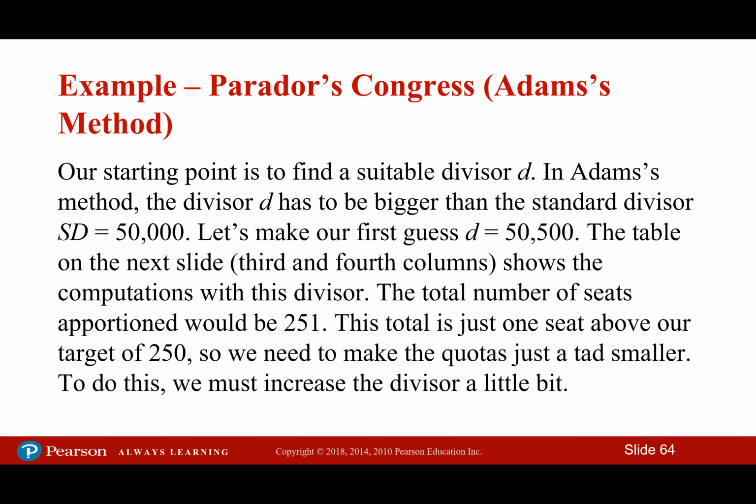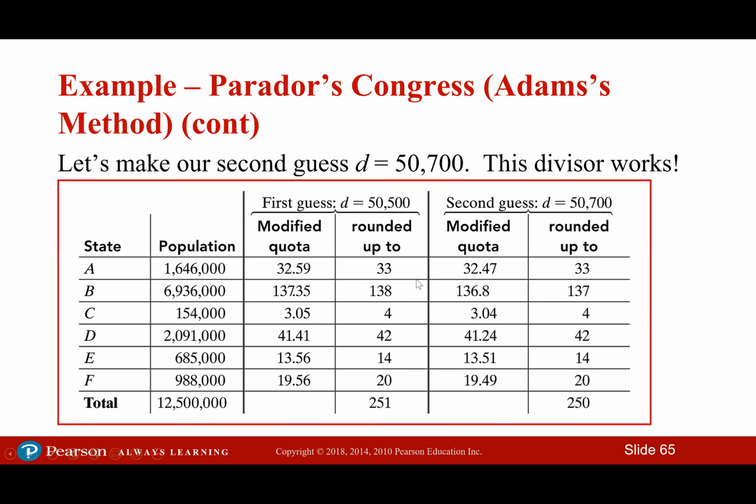So let's go with it here. Our starting point is to find a suitable divisor. And what we've done is the Parador's Congress. We've done this one several times already. So we start off with the standard divisor being 50,000. And what we're going to do is make this 50,500. And so what happens when you make it 50,500 right here, and what we're doing is we're just always rounding up, up to the next one.